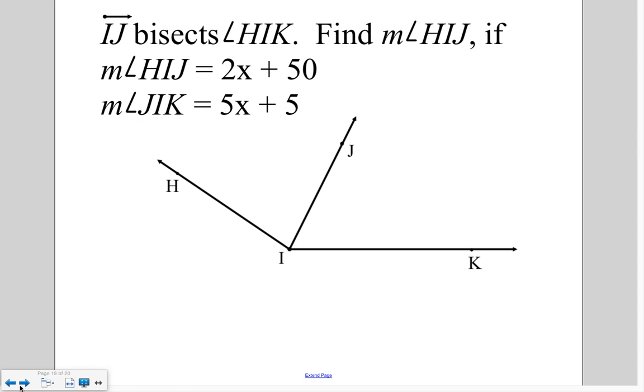All right, now these last two involve bisectors, okay? It says IJ bisects HIK. Find the measure of HIJ if the measure of HIJ is 2x plus 50, and the measure of JIK is 5x plus 5. Now we know that the bisector bisects the big angle into two congruent angles. So I can take these two expressions and set them equal to one another.